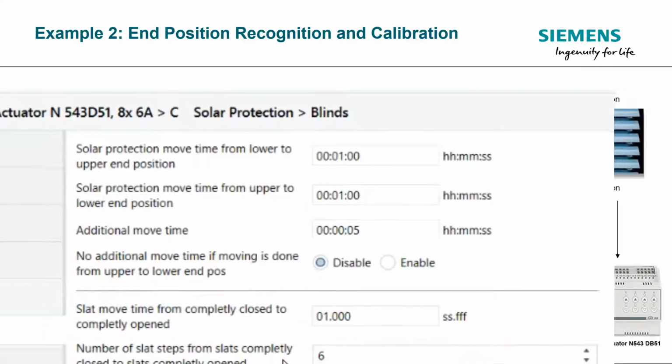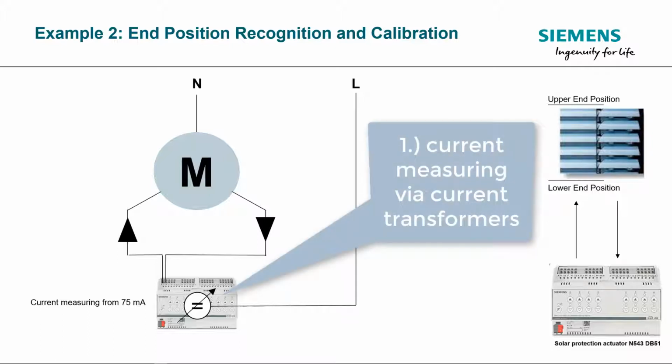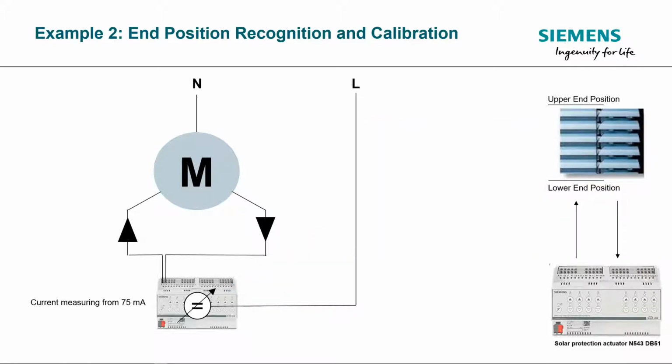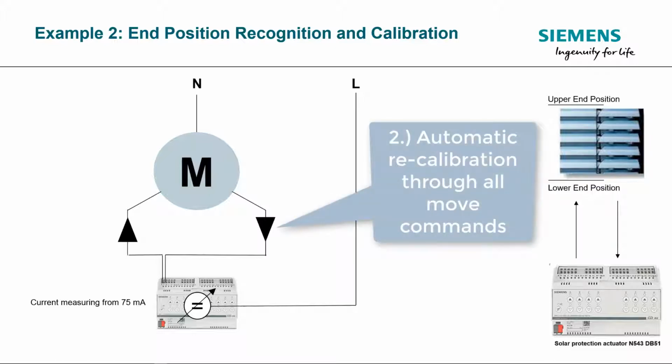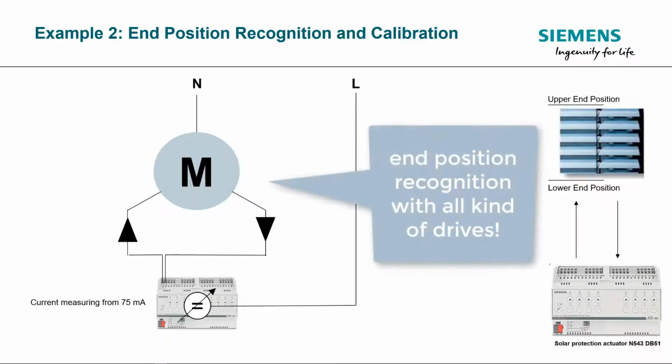The Siemens Solar Protection actuator N543, with its special concept of end position calibration, also offers a much better option for determining travel times. This concept consists of two parts. Part 1 is the automatic end position detection based on current measurement, and Part 2, the fully automatic recalibration of the travel times. End position detection via current measurement means that the electronic solar protection drives can now also be monitored and calibrated.